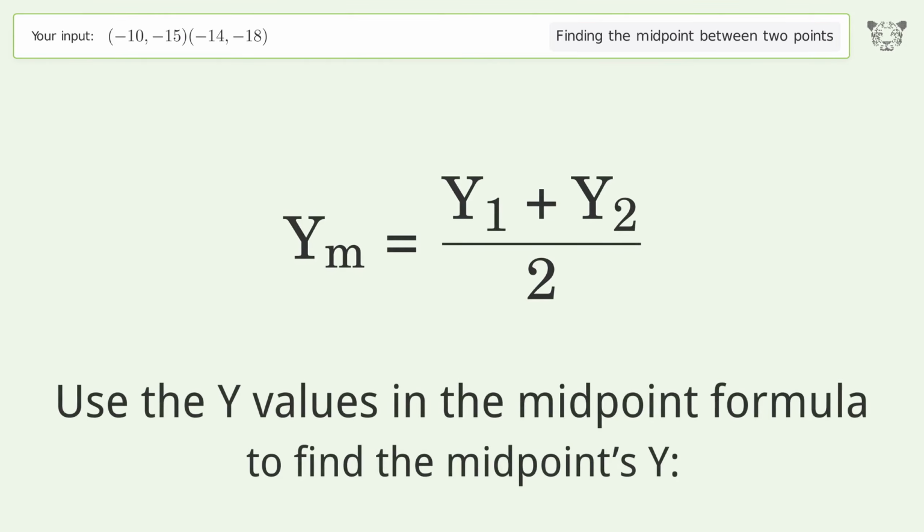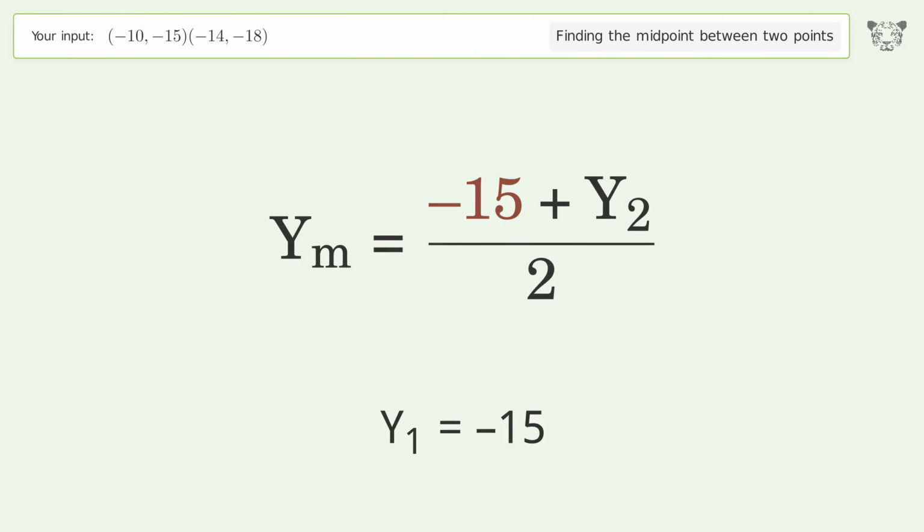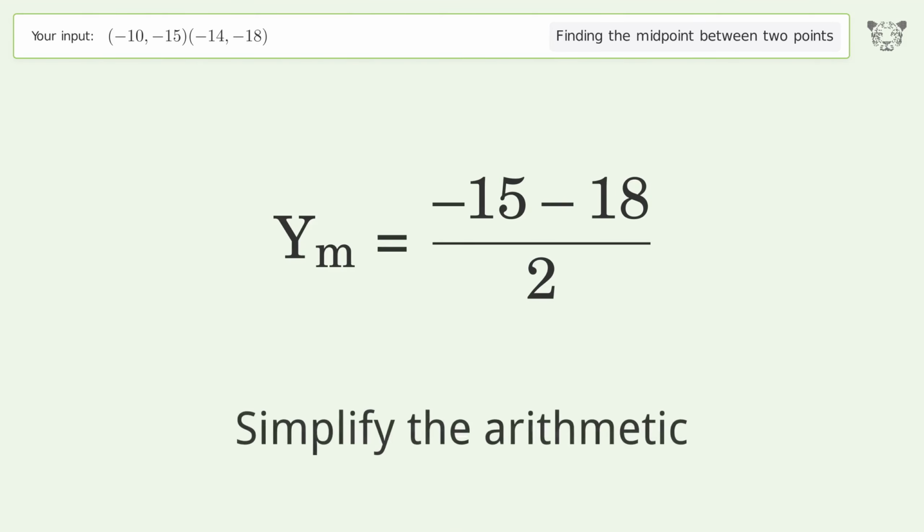Use the y values in the midpoint formula to find the midpoint's y. y1 equals -15. y2 equals -18. Simplify the arithmetic.